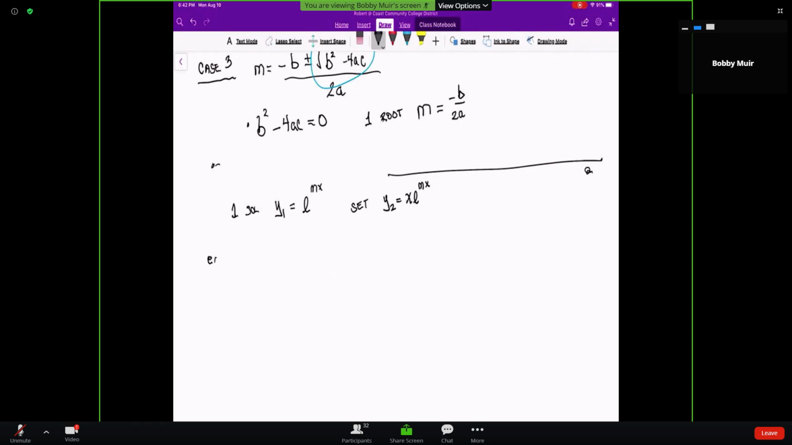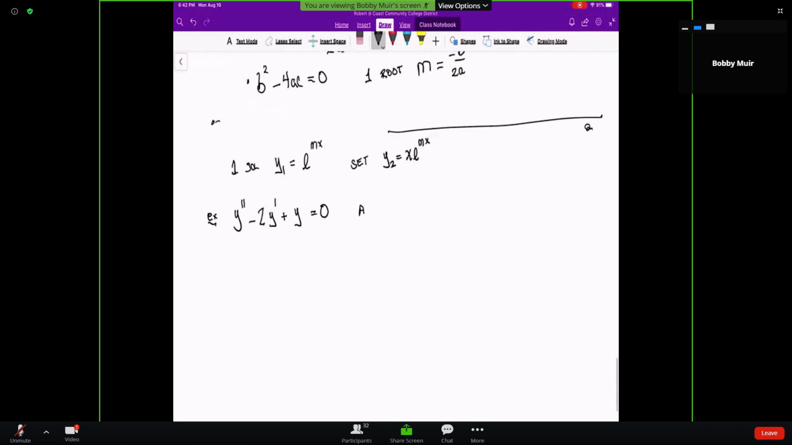Okay, so let's try this. I've got y double prime minus 2y prime plus y equals 0. The auxiliary equation is m squared minus 2m plus 1 equals 0. Now, when we're doing this in the 285 class, I tell them, don't make more out of this than is here. It is nothing more than a quadratic formula factoring problem.